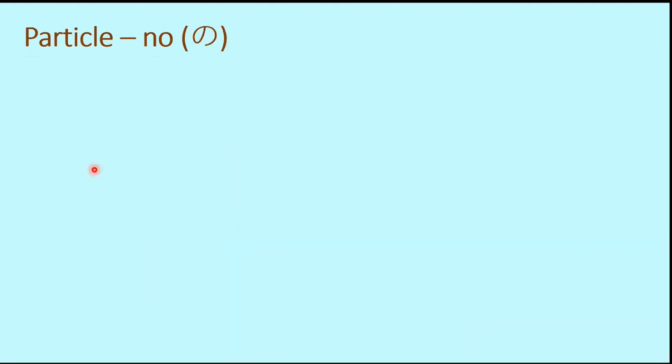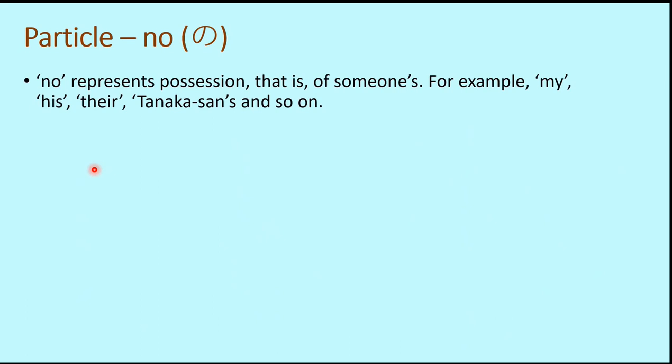Now let's start with particle no, what it does and what it is used for. No represents possession, that is, of someone's. For example, my, when we talk about my things, his, hers, or Tanaka-san's, and so on. That means it represents some kind of belonging or some kind of possession.